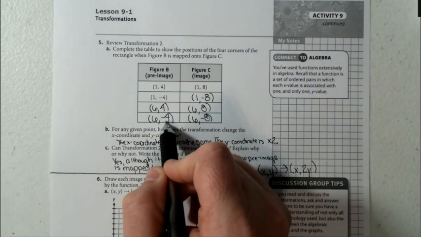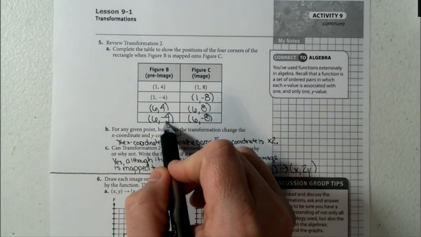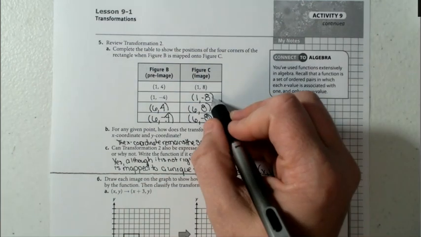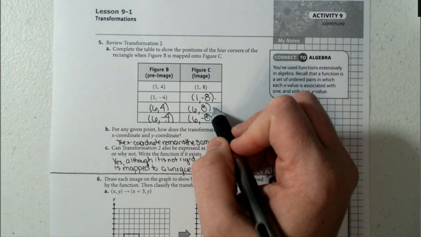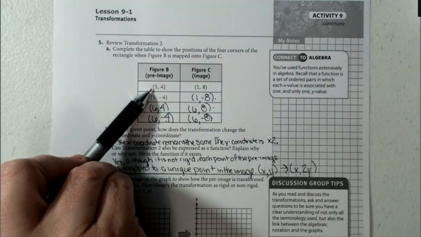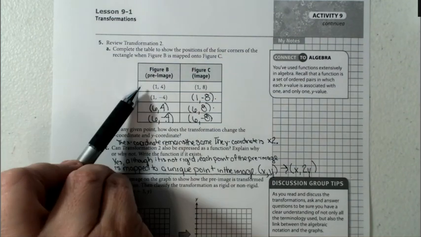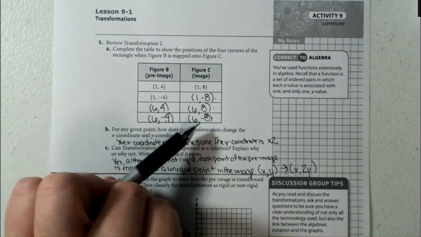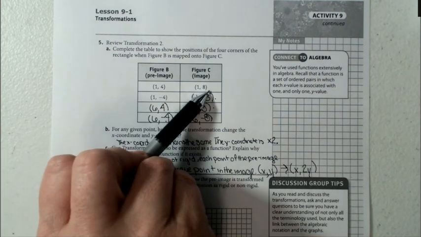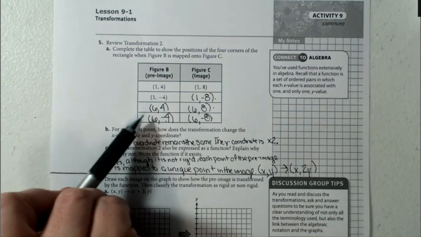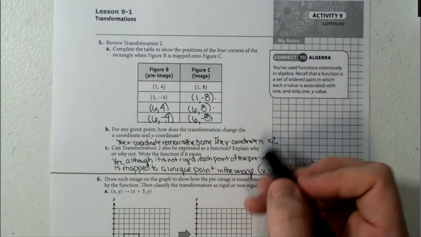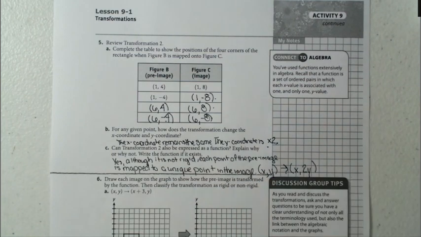So I pulled these over from question 4, and then I went back and I looked at my picture back on the first page, and I said, well, then I had (1, negative 8), (6, 8), and (6, negative 8). Now I look, what happens with my x values? Well, my x stays the same all the way across, right? However, my y went from 4 to 8, negative 4 to negative 8, 4 to 8, negative 4 to negative 8. That would be a multiplication of 2.